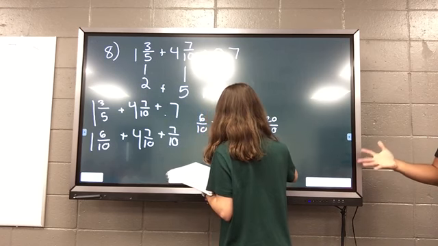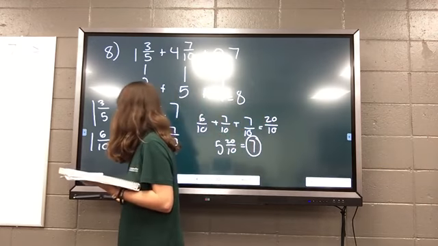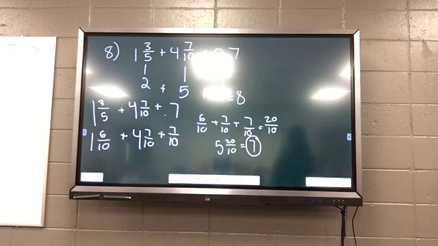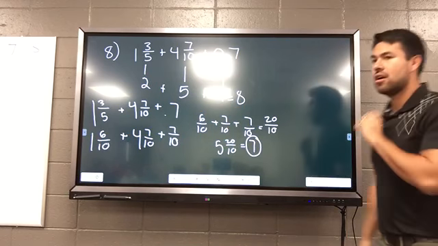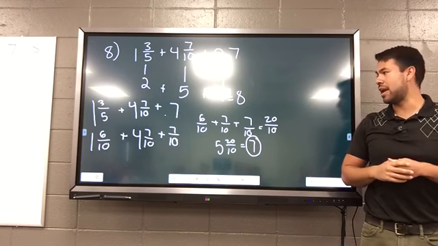And she combines the two together. She gets 5 20/10. But that actually equals a big fat 7. All right, listen carefully so we can move on so you can kind of know what happened. All right.